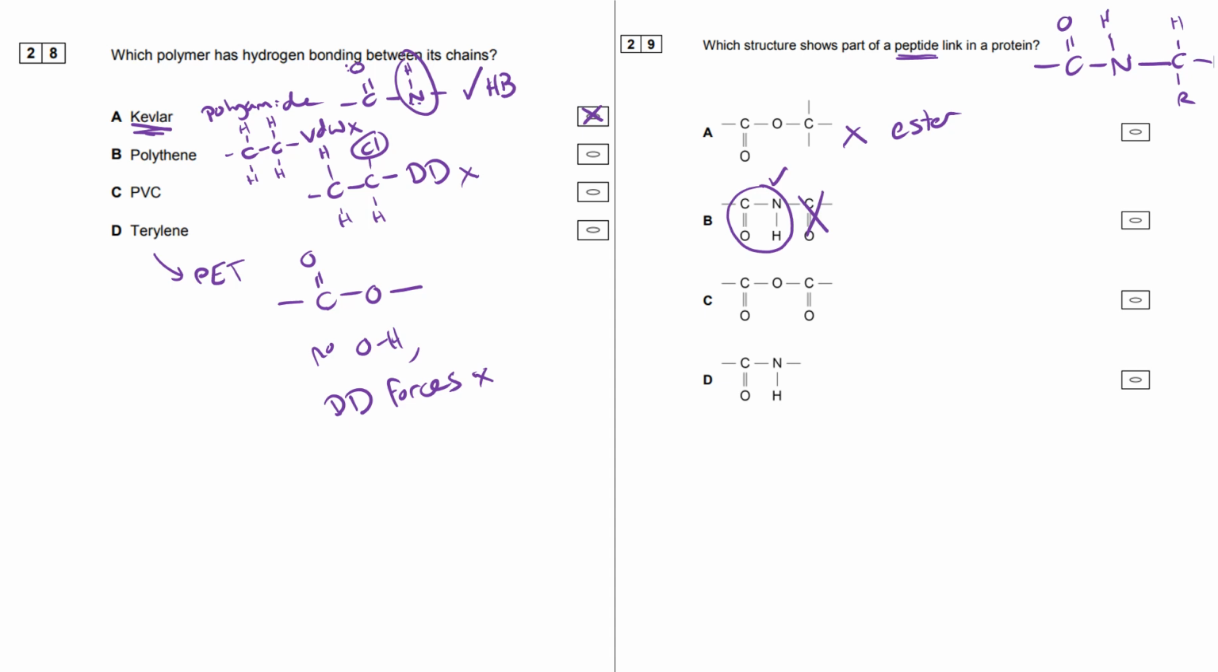This one in C wouldn't occur, again that's an ester group. C double bond O, single bond O. Sorry, it's not an ester group, that is an acid anhydride group. So C double bond O, NH is present in amides, it's an amide link, or between proteins, it's a peptide link. So D is correct there.